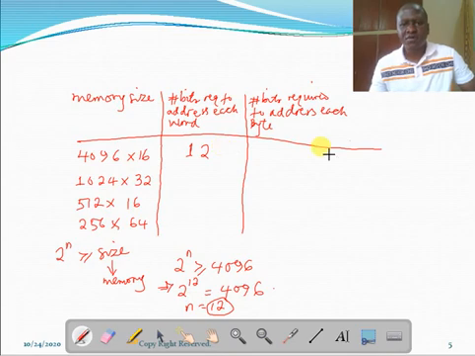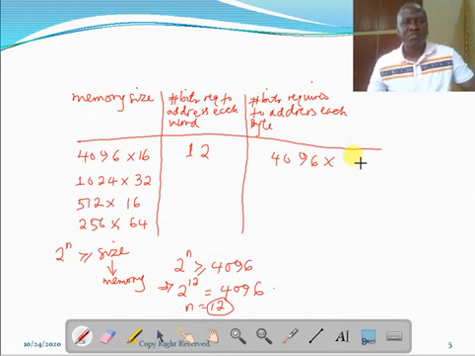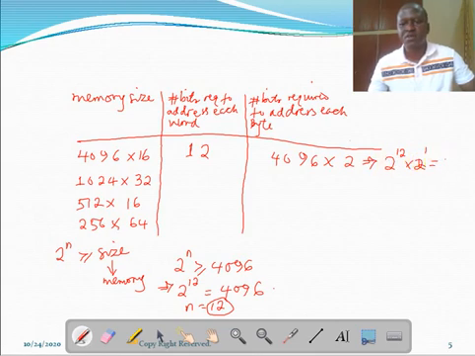Now, in the case of the number of bits required to address each byte, all you need to do is take 4096 multiplied by the number of bytes you have. In the case of 16 bits, that gives you 2 bytes. And of course, this could be represented as 4096 being 2 to the power of 12, multiplied by 2 to the power of 1. If you add the powers, since they are of the same base, that gives you 13. So this simply means that to address each byte of this memory, we require 13 bits.